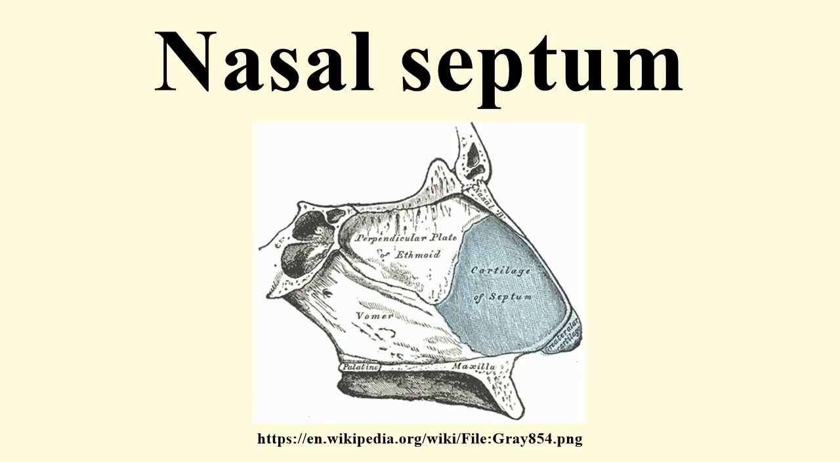The nasal septum is composed of 5 structures: perpendicular plate of ethmoid bone, vomer bone, septal nasal cartilage, crest of the maxillary bone, crest of the palatine bone.